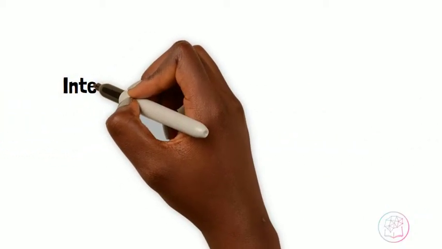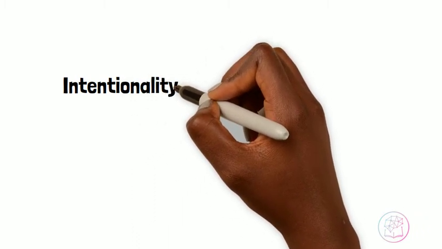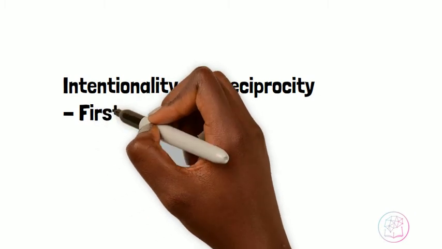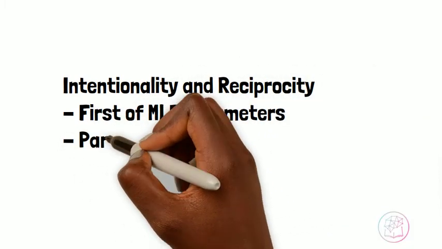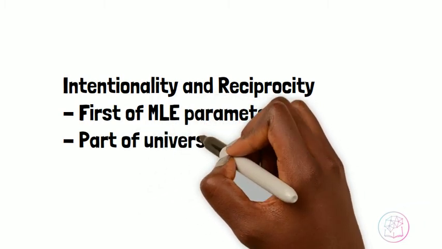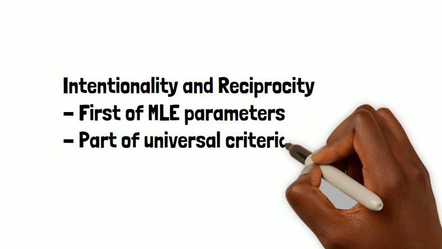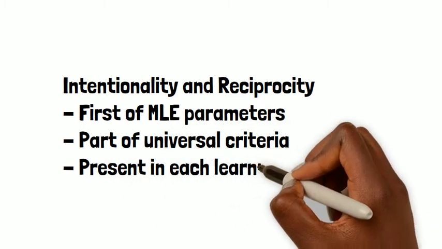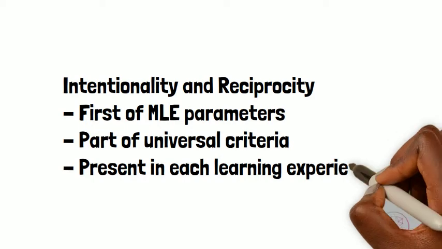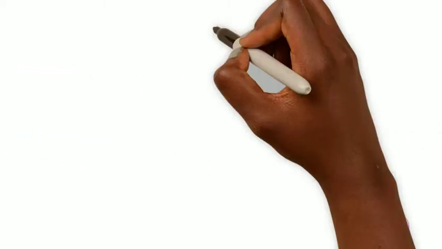Intentionality and reciprocity is the first parameter of the 12 parameters associated with Feuerstein's mediated learning experience. Intentionality and reciprocity is part of the universal criteria of MLE and therefore has to be present in each and every learning experience. We will use the following story to illustrate the meaning of intentionality and reciprocity.